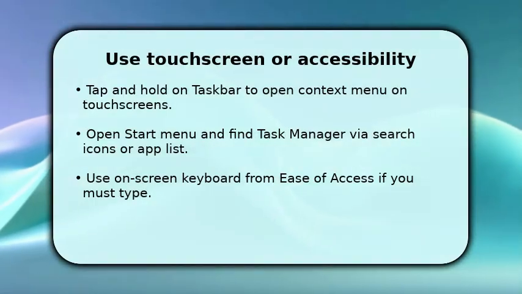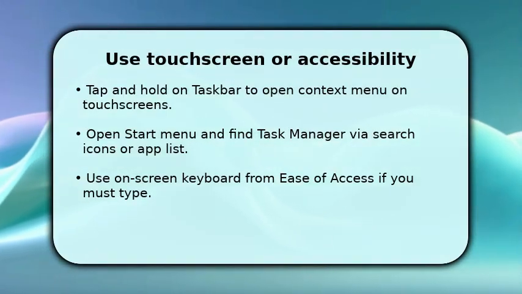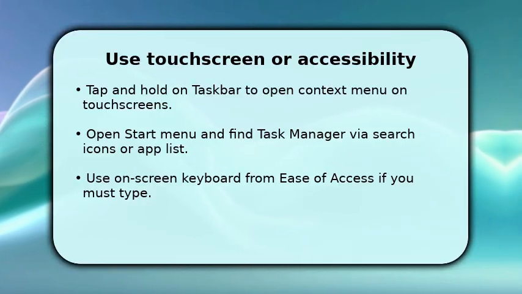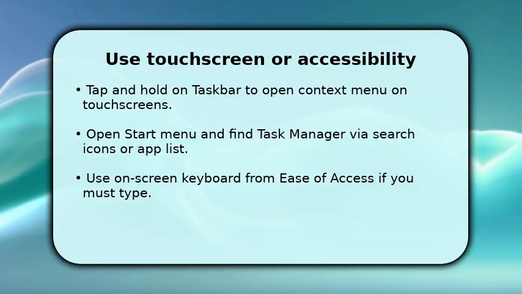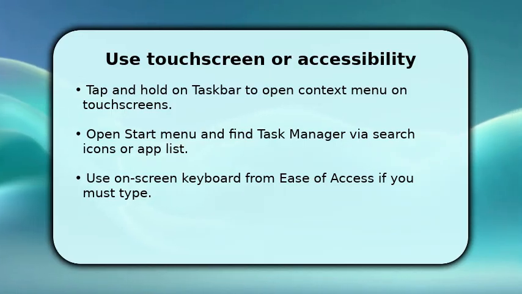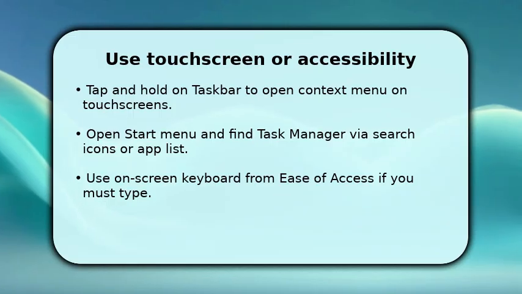If you have a touchscreen, tap and hold the taskbar to summon the same context menu. Touch gestures mimic a right-click. Once the menu is open, tap Task Manager to launch it. Alternatively, start with the screen's touch controls, then navigate to the app list or search icon and tap Task Manager. This is helpful if the taskbar option is hidden.